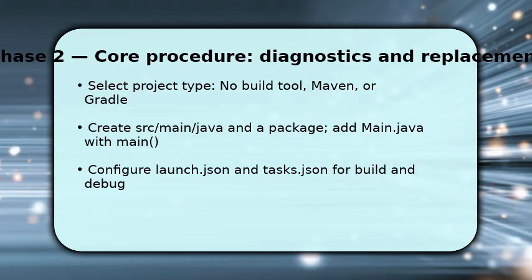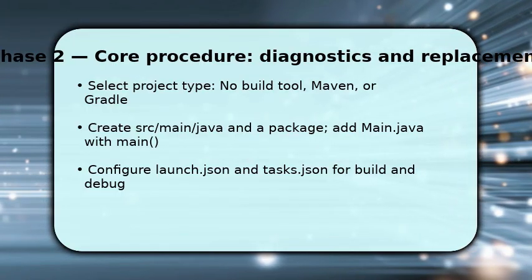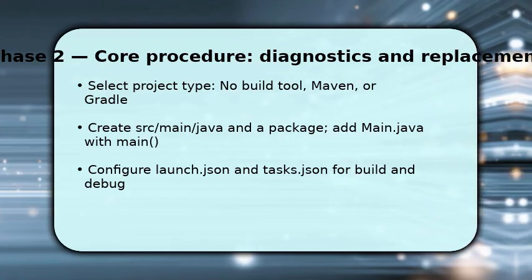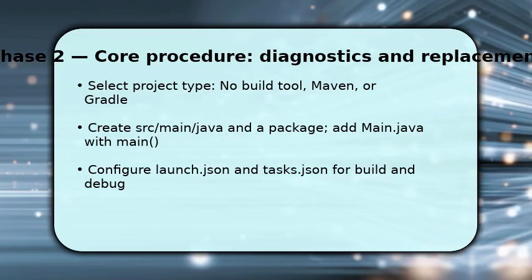Next, configure the structure and compile flow. Create src/main/java and a package, then add Main.java with a proper public static void main(String[] args) entry. This tells the JVM where to start.